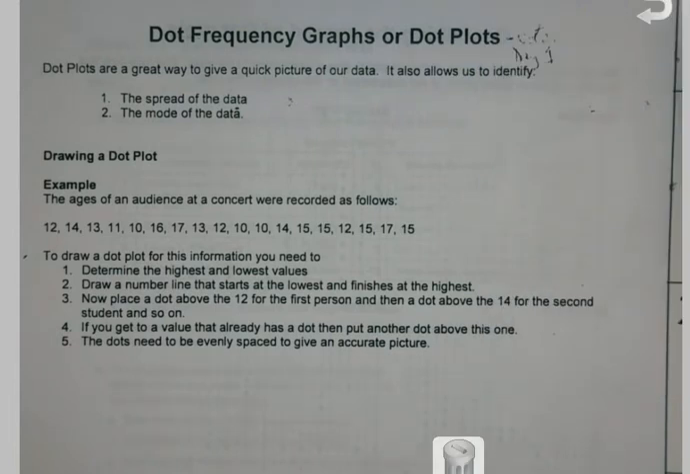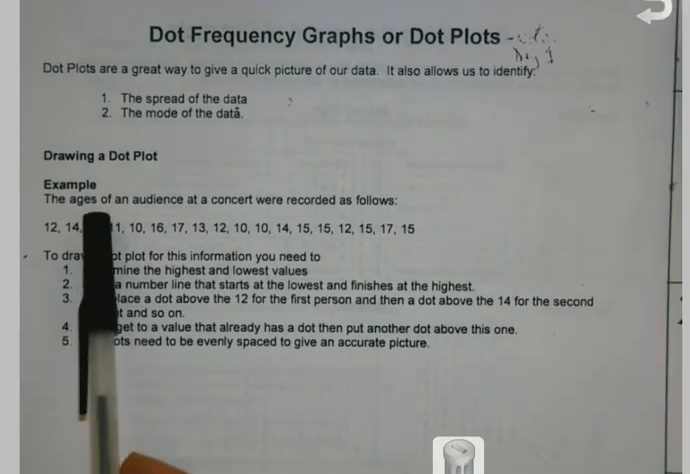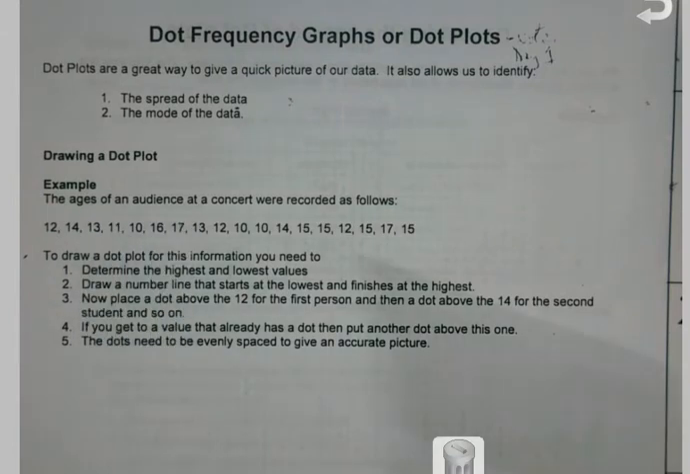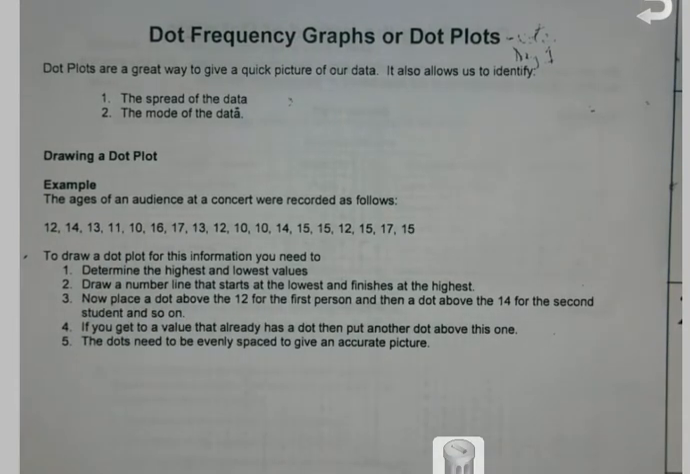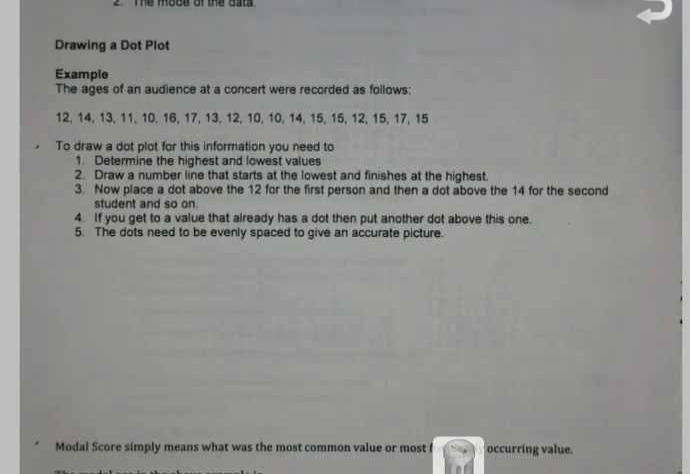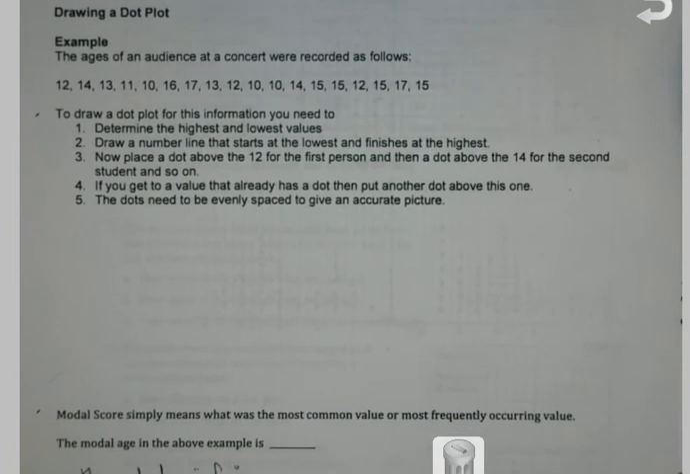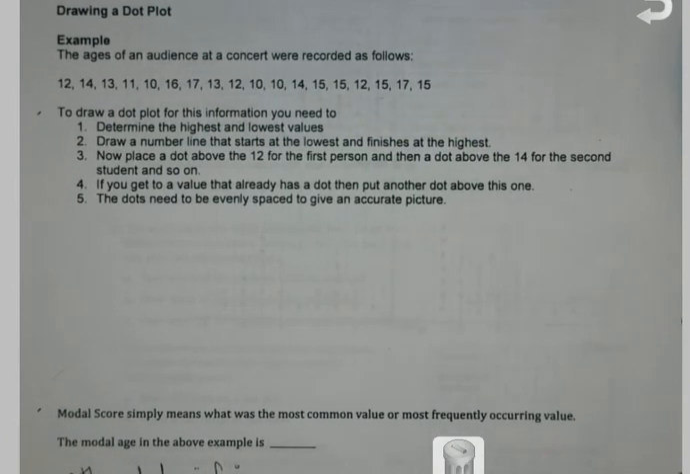Let's say, for instance, we are trying to figure out something about the ages of an audience at a concert. Now, it looks like it's just about all teenagers and kids slightly below that, but sometimes you may get averages that are a little bit bigger than this. So we're going to draw a dot plot so we can see a little better what age students are typically coming to this. The first thing it says is we need to determine the highest and the lowest values. So what is the youngest person in attendance at this concert?